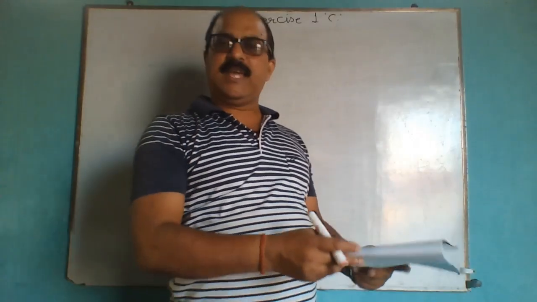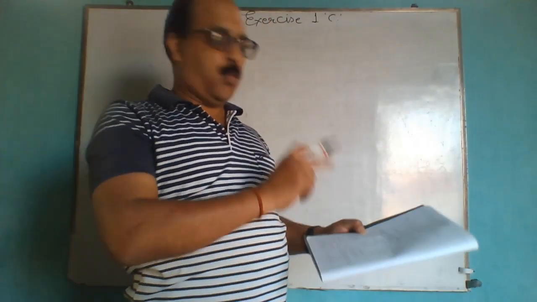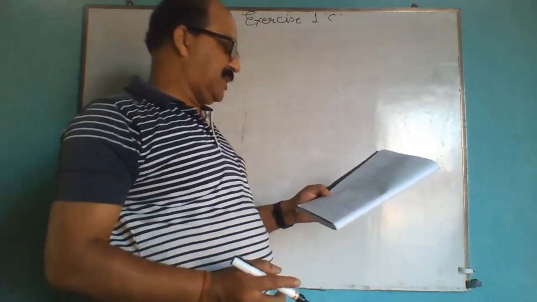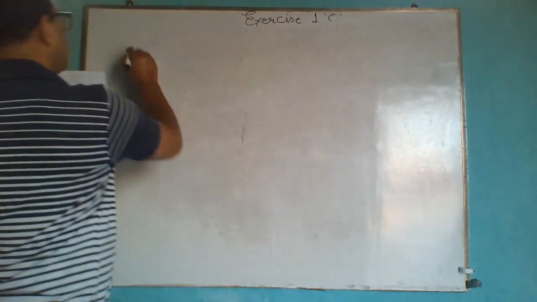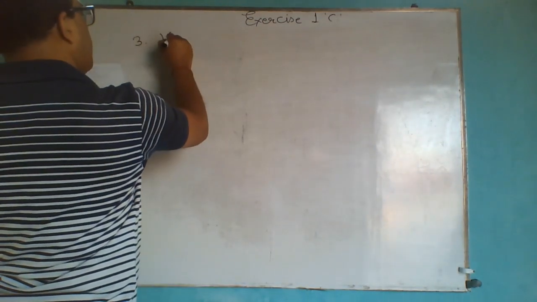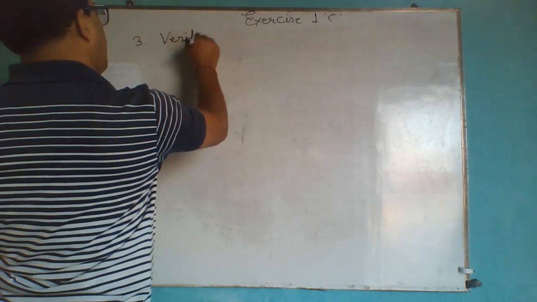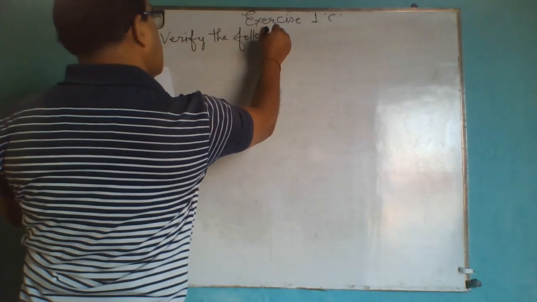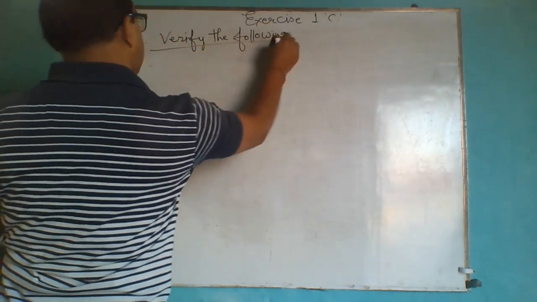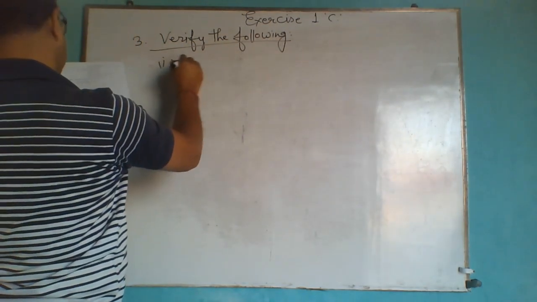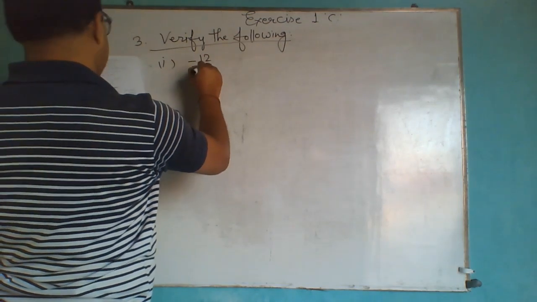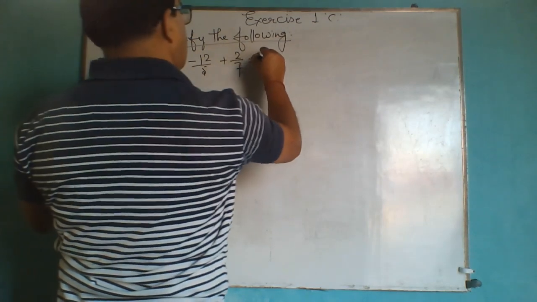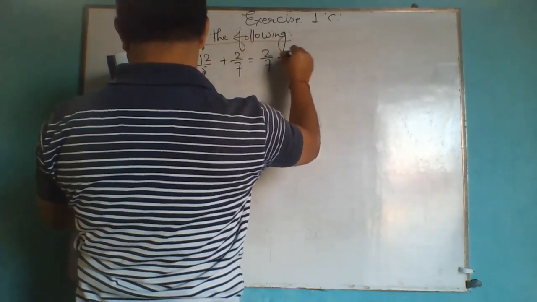The exercise questions 1 and 2 I have given you earlier. Now question number 3, verify the following. Question number 1, minus 12 by 5 plus 2 by 7 is equal to 2 by 7 plus minus 12 by 5.